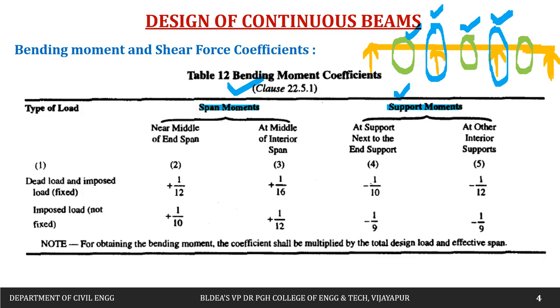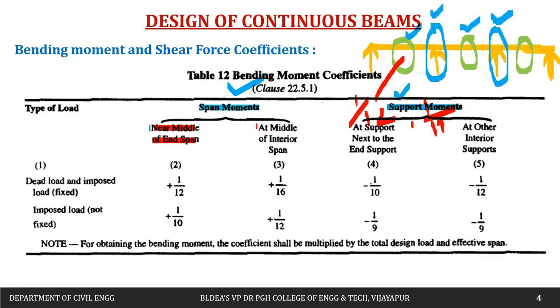So now how to take? Near the middle of end span, what value do we have to take? That is 1 by 12 for dead and imposed load, and 1 by 10 for live load. You can take 1 by 10 for the live load. This is the near middle of end span.